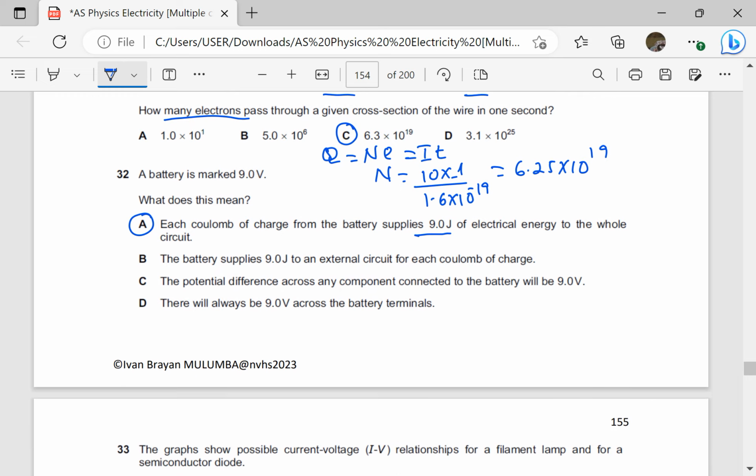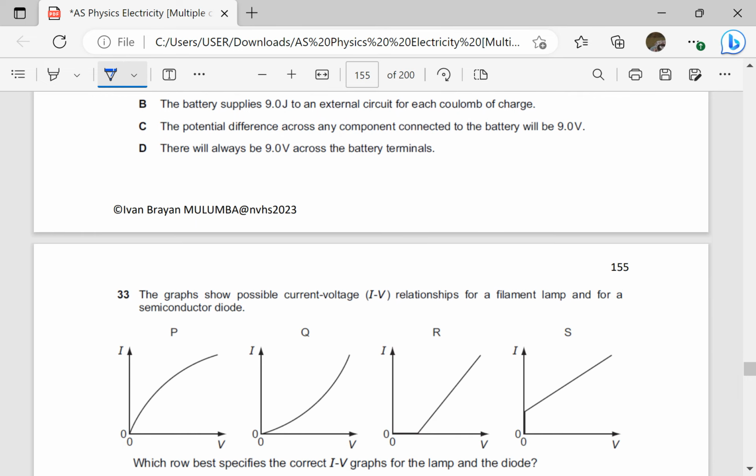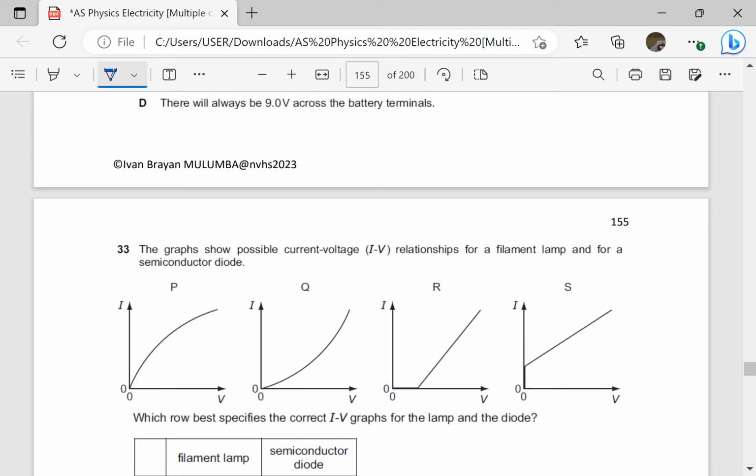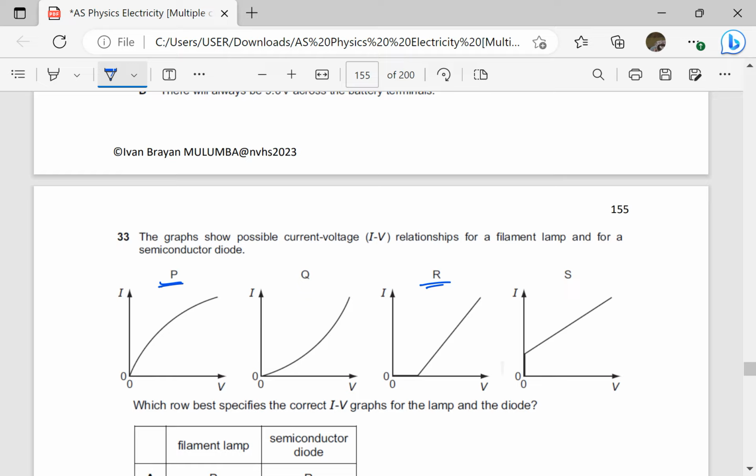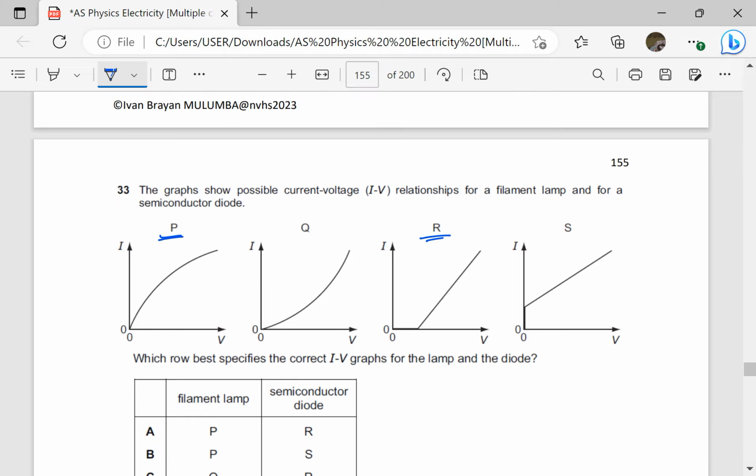The graphs show possible IV relationships for a filament lamp and for a semiconductor diode. Of course, without even any analysis, we now know that this is a filament lamp, this is a semiconductor diode. How? For a semiconductor diode, there is a threshold voltage which is about 0.5 or 0.6. It starts conducting after 0.6 volts. That is for a diode. So here it is showing there is a current when there's no voltage, that is not possible.